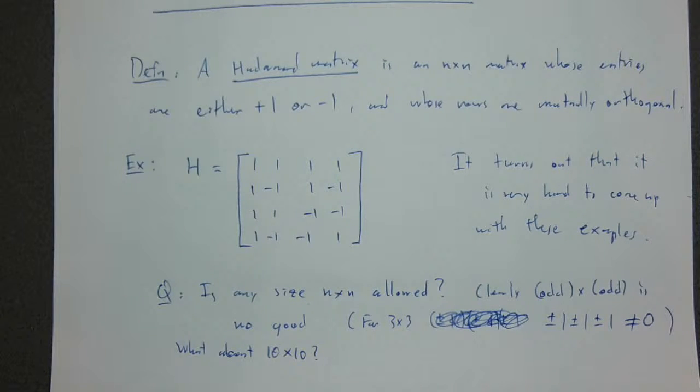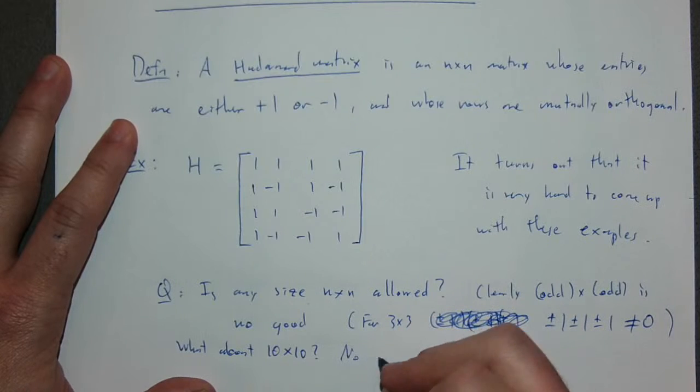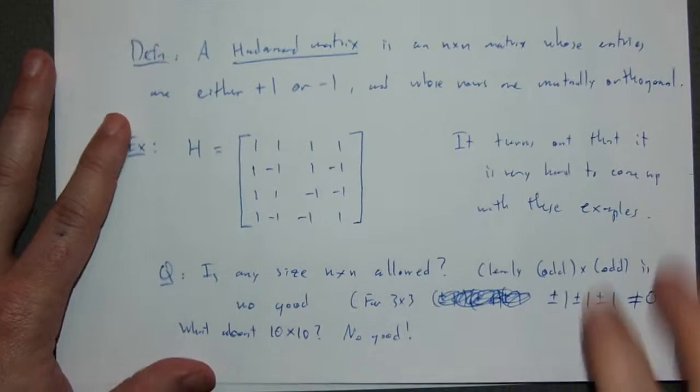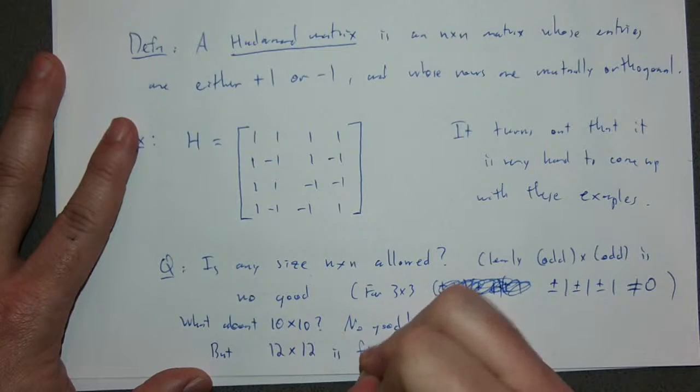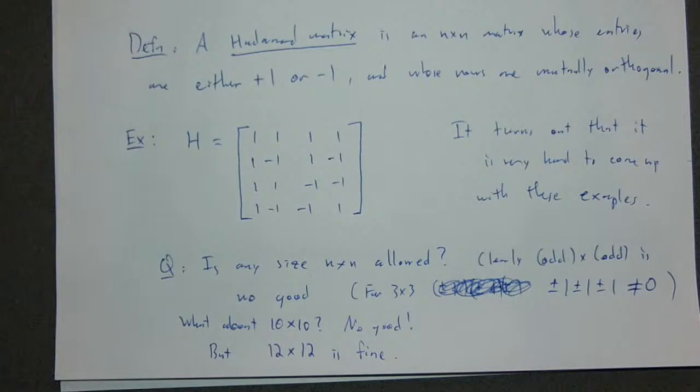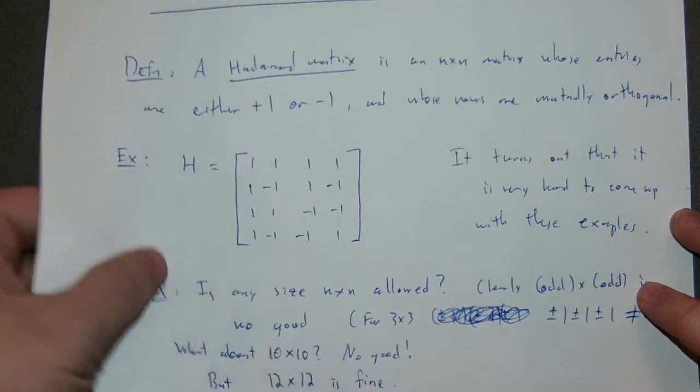So powers of 2 are fine, but that misses out on some stuff. If you think for a second about what type of cancellation might have to happen, you'll figure out just with some basic algebra that it's multiples of 4 that you need. So 10 by 10 is no good, but 12 by 12 is fine. Okay, so multiples of 4.